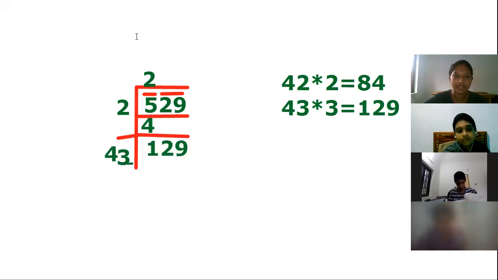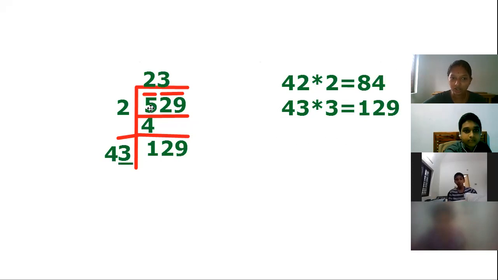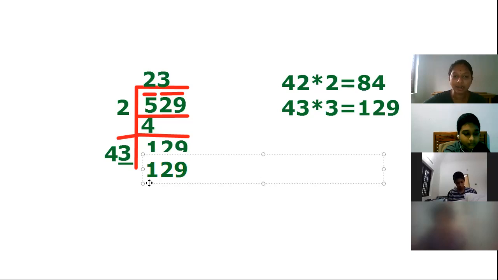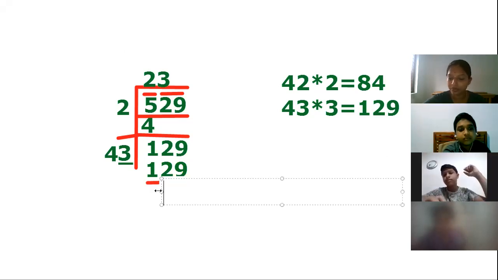We replace the blank with 3 here, and the same 3 goes in the quotient, so it becomes 23. 3 into 43 is 129, so we can write 129 here. Then what should be the remainder? The remainder should be 0.